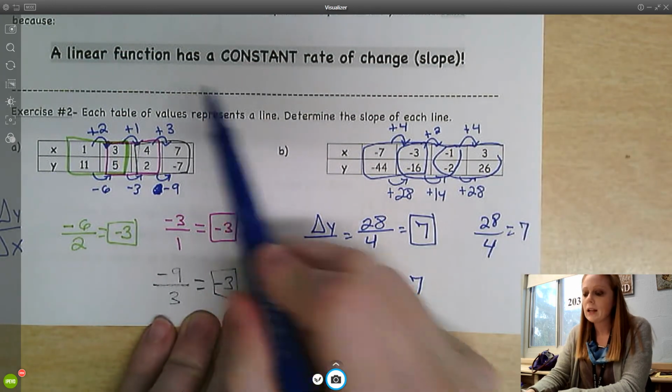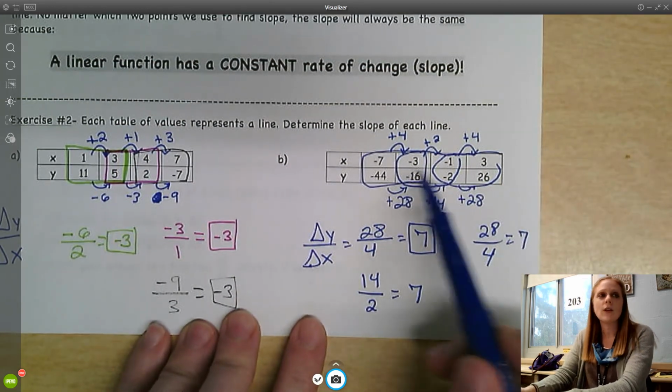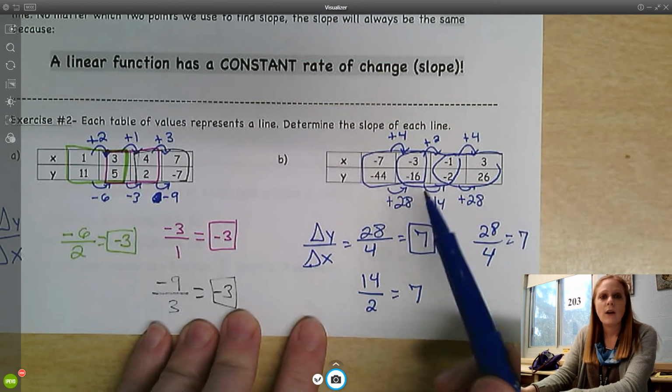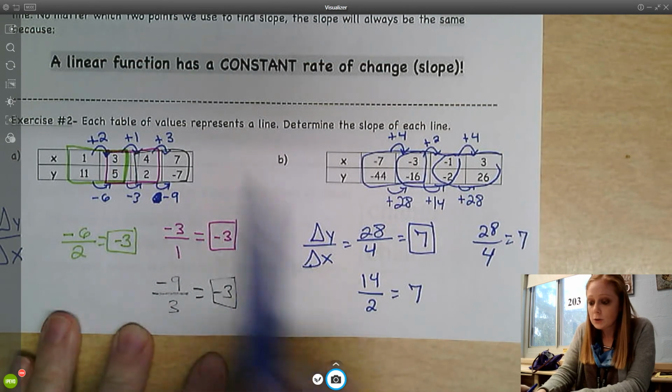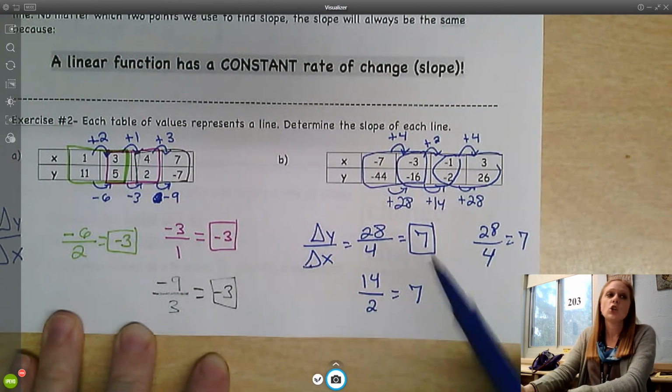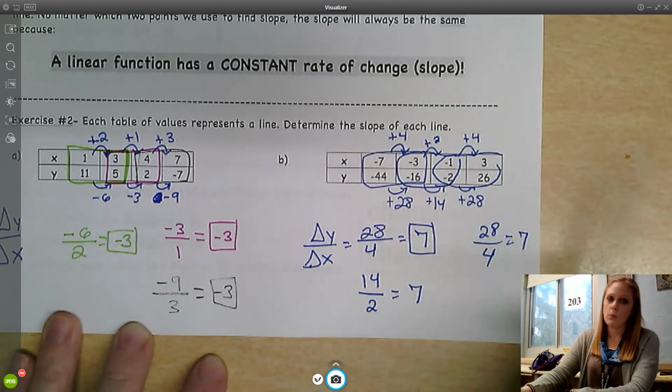Okay, so just remember that a linear function has a constant rate of change. So even if these numbers, when you're finding the pattern, are different, it could still very well be linear, especially if it's telling you it represents a line. You just have to pick any 2 to find your slope.